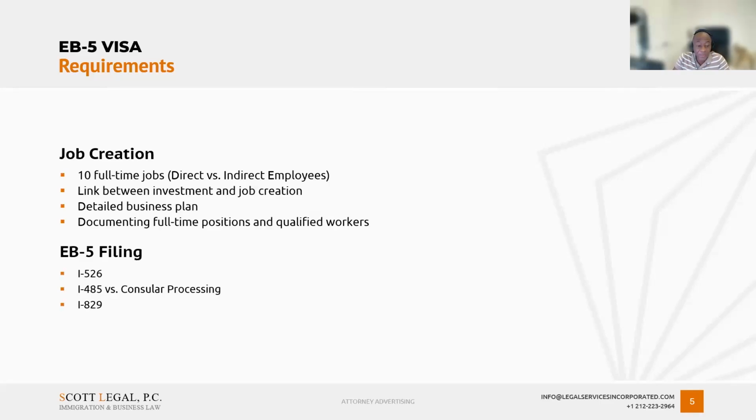If the category is current, you can file an I-485 concurrently. This was an amazing change in 2022 because before 2022, you had to wait till the I-526 had been approved before you could file the I-485. Now you can file concurrently as long as the category is current. And this is fantastic because the I-526 can take 4 to 5 years to be approved.